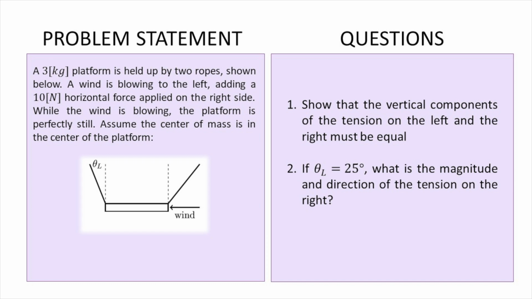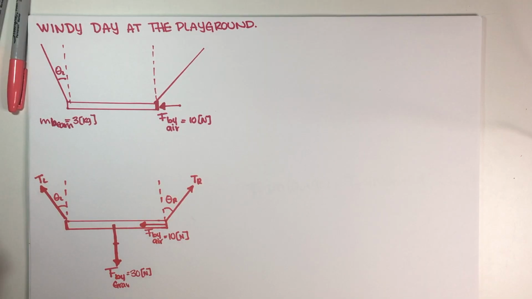The questions are, we need to show that the vertical components of the tension on the left and the right must be equal, and then given a certain angle, we need to find an actual number for the right tension. So as you can see, I've written everything over here in my notes.